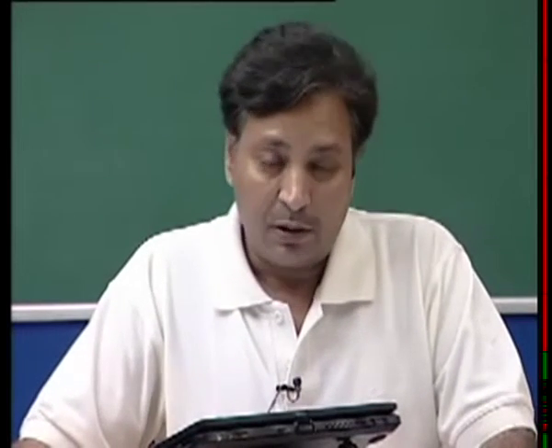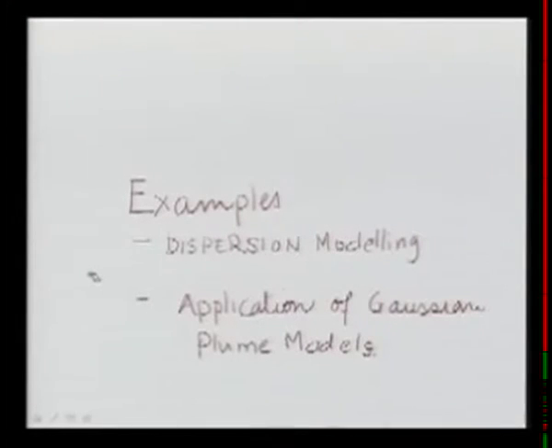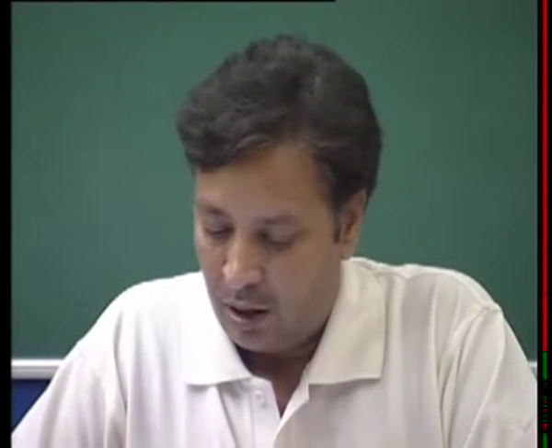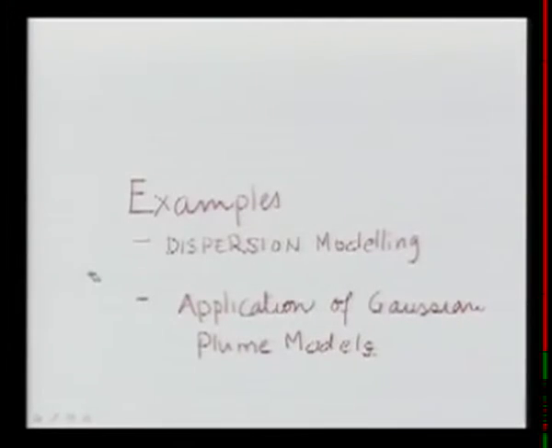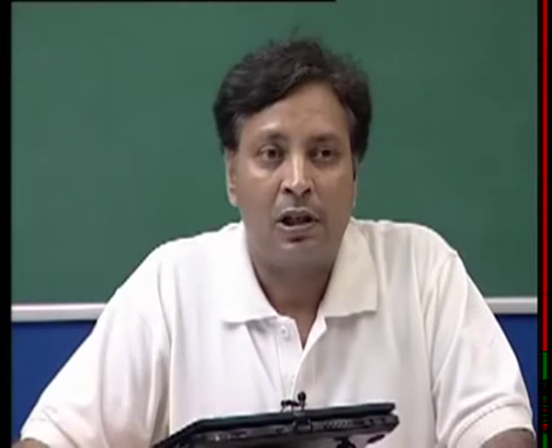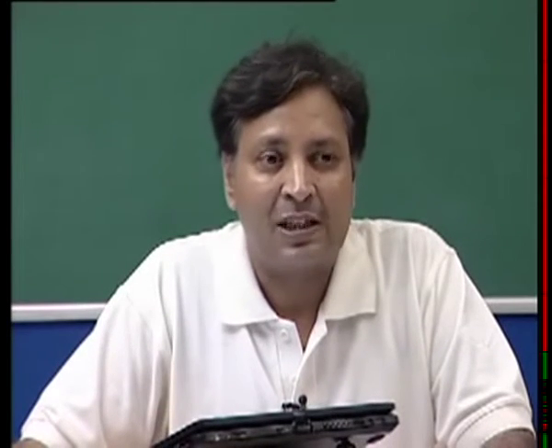Today we will do some examples concerning the dispersion models. Essentially what we will try to do is to develop the relationship between the sources and its impacts. You will recall that we had done the dispersion modeling, and in the dispersion modeling one of the most popular models that we learned, and we did some examples before, was using the Gaussian plume models.